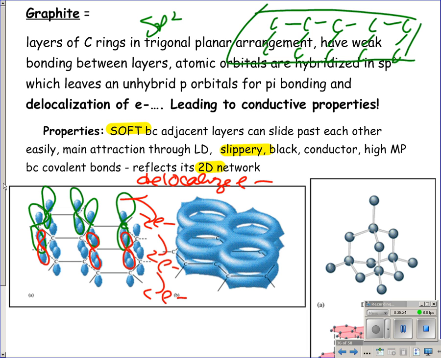So diamond can't because it has its atoms locked in place. It has no unhybridized orbitals. Graphite can because it does have unhybridized orbitals to work with. It has a 2D structure. These sheets are mainly interacting via what? Weak force? London dispersion, which is why you can slip it right off.